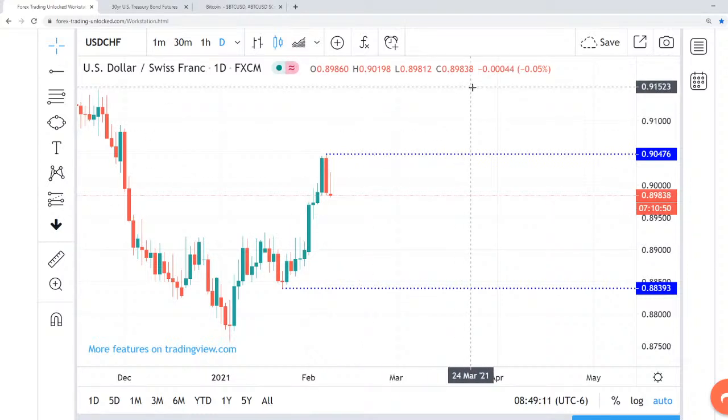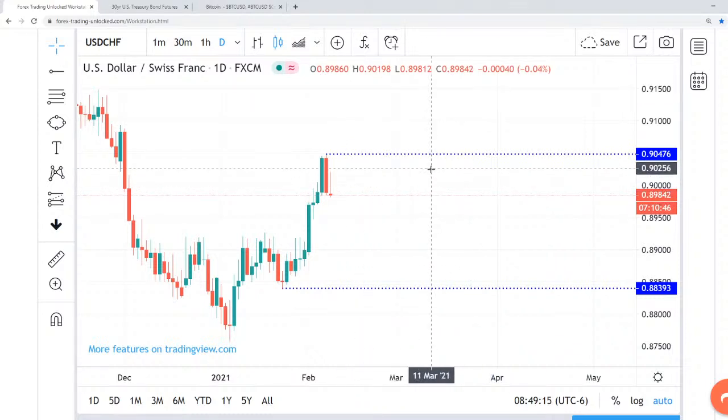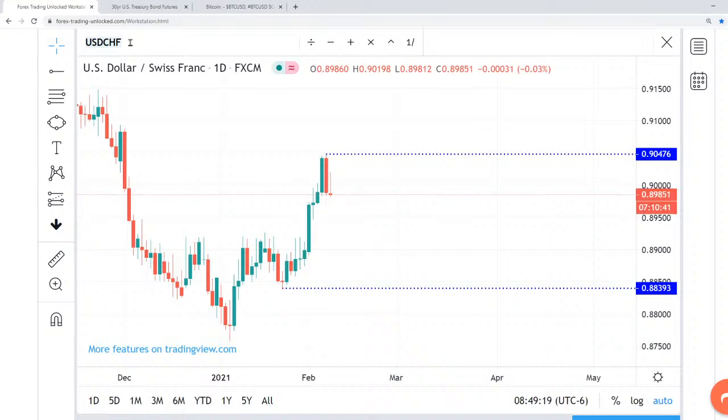I would not think that it's going to happen anytime soon, but probably as we get into March and into April, we could hit those higher price points for the U.S. dollar Swiss. All right, now let's jump around to the U.S.